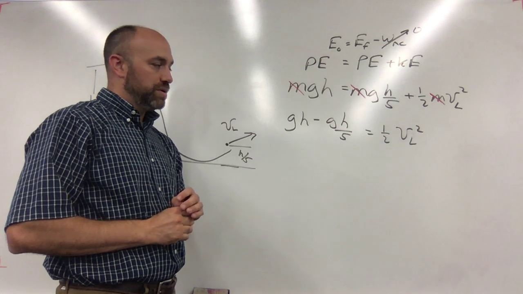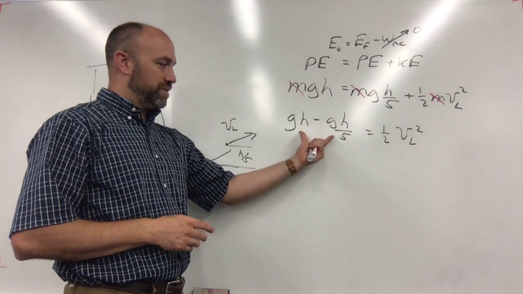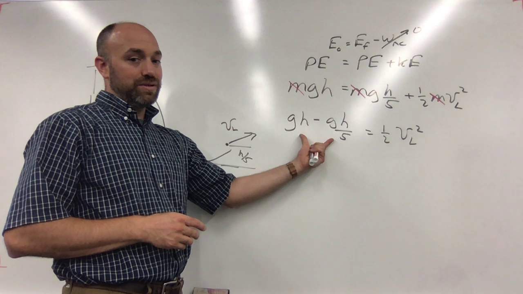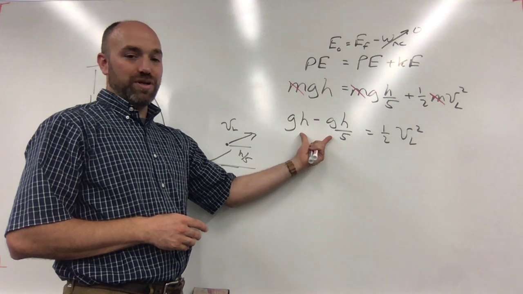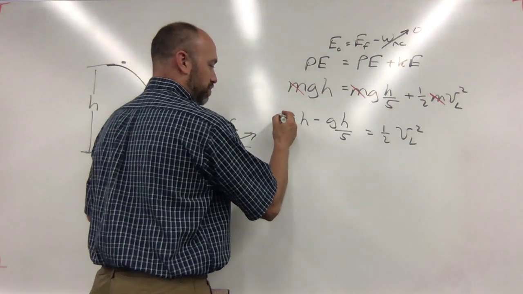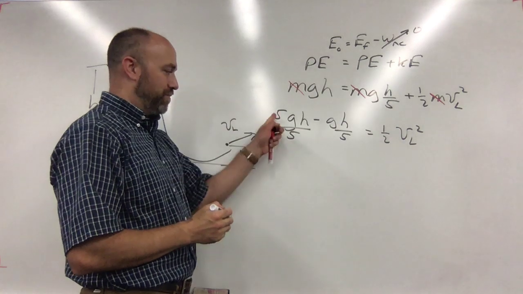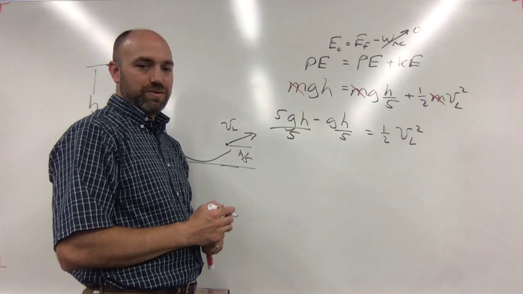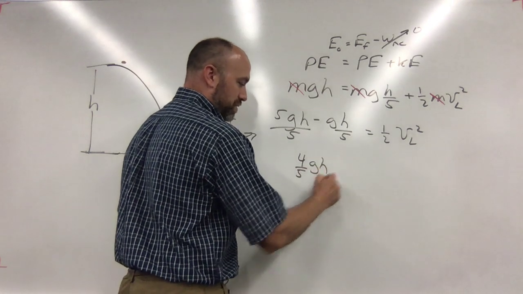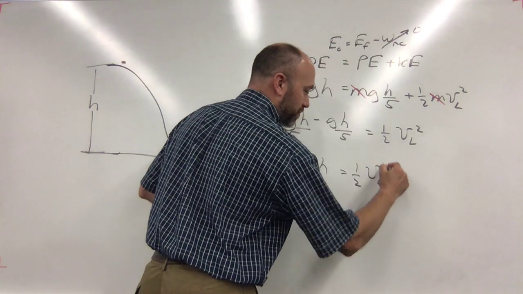Okay. Yeah. These two can be combined. Remember how to do this? This is the tricky math part. You have to have common denominators here. So what we're going to do is multiply this by 5/5. So we have 5/5 minus 1/5. That's going to give us 4/5 gh equals 1/2 v launch squared.